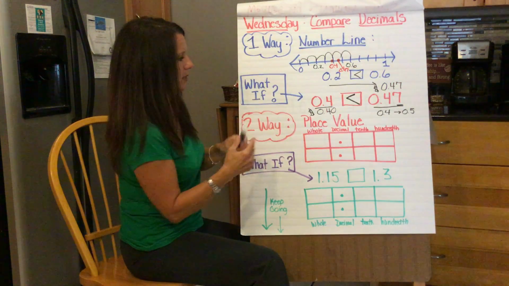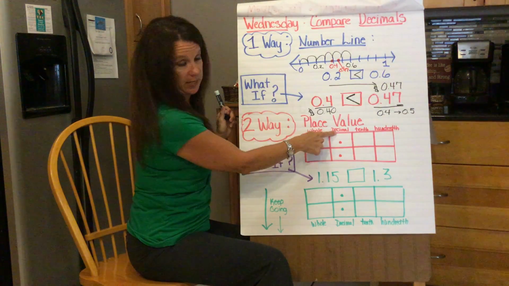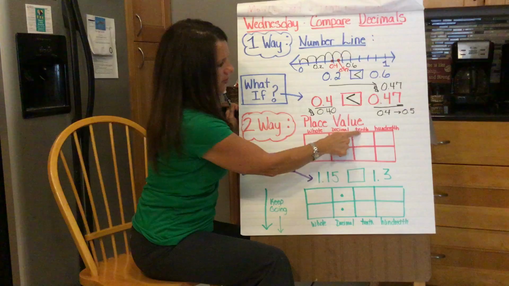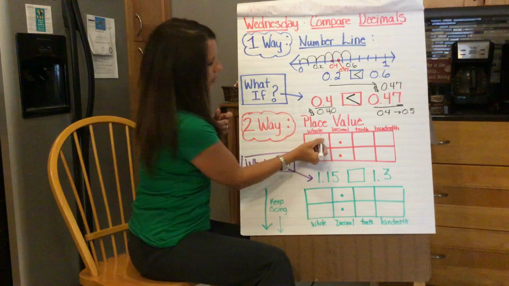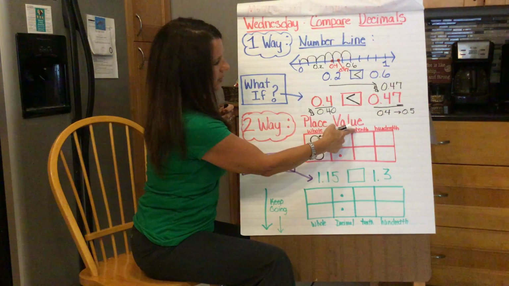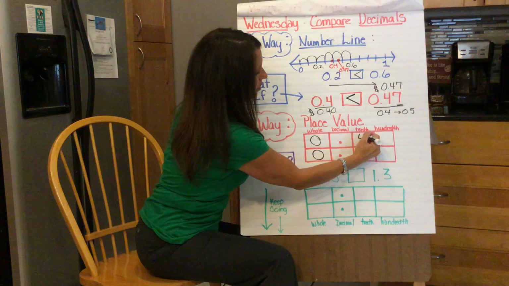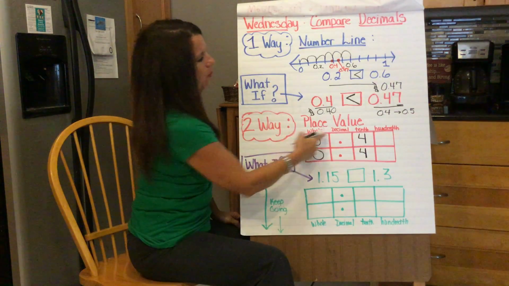So another way to do it is to make a little place value chart. You have your whole, your decimal is always going to be the same, tenth and hundredth. Now here we don't happen to have any whole numbers, so that's pretty easy. We just write the number there. Decimal point. And then the tenth that we have is 4 on the first number, and it's actually 4 on the second number. Okay, and then we're looking at the hundredth.